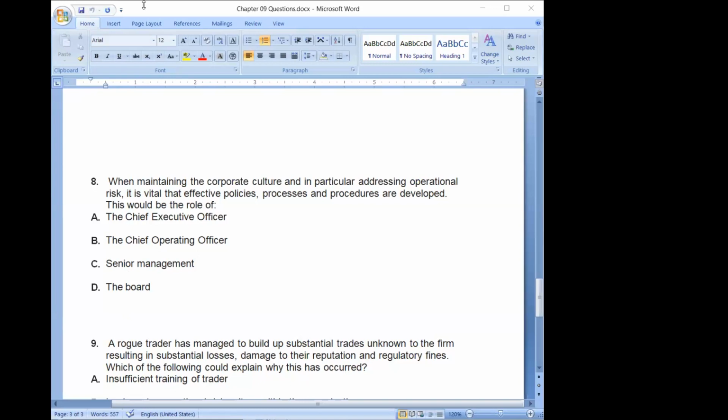Right, I've got two responses. Let's see the question. When maintaining the corporate culture and in particular addressing operational risks, it is vital that effective policies and procedures are developed. This would be the role of the Chief Executive Officer, Chief Operating Officer, Senior Management, the Board. So the correct answer is Senior Management. All of you have got it right. Let's move. Question number 9.